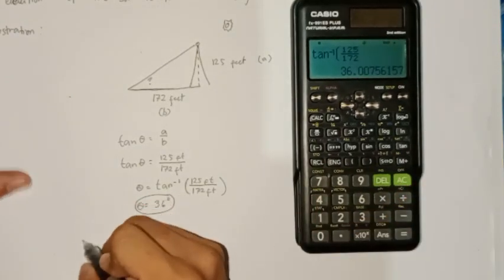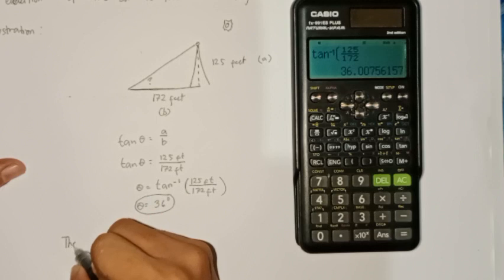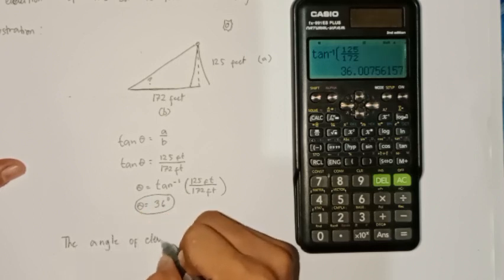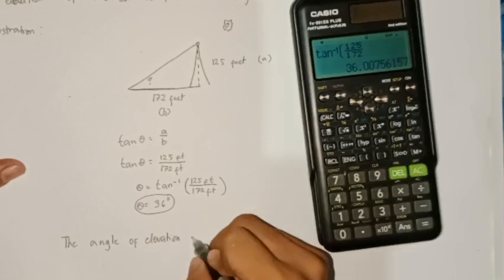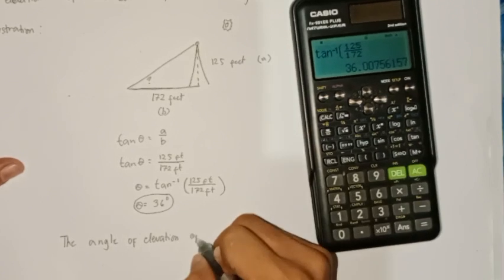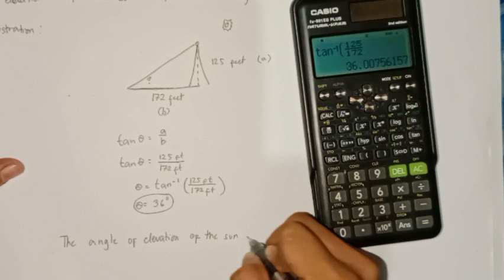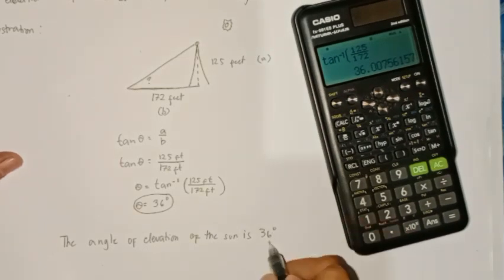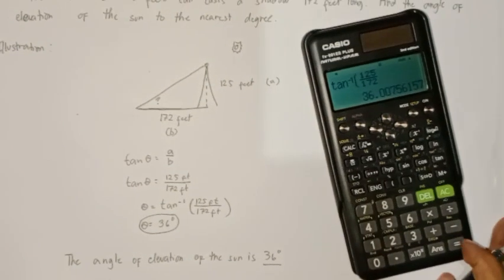So we can conclude that the angle of elevation of the sun is 36 degrees. That is now our final answer.